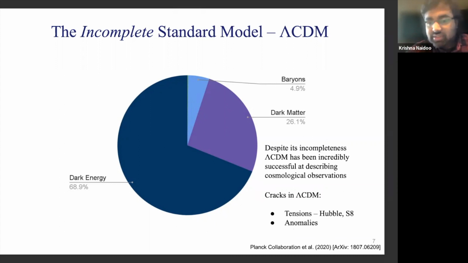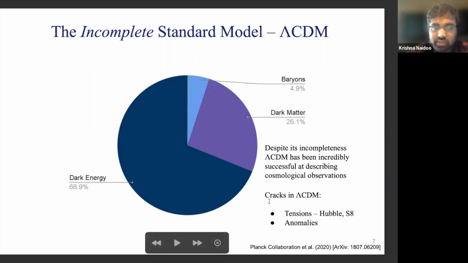Despite its incompleteness, lambda CDM has been incredibly successful at describing cosmological observations. Tensions like the Hubble and sigma-8 tension are perhaps slight cracks in the model, which is why they're extremely interesting to cosmologists. There are also other anomalies, which I'll get into. The ISW-void anomaly is one. These are generally weaker and slightly lesser known.